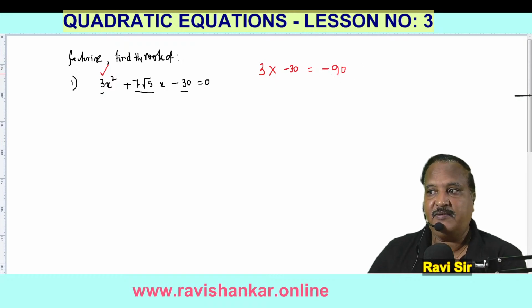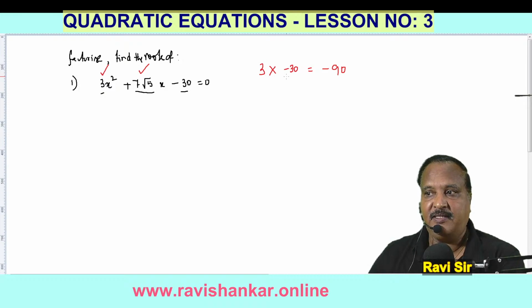So the product is negative, so you have to subtract the factors to get the middle term. Very, very important: if the product is positive, you have to add the factors to get the middle term coefficient. So now here we have a negative product. Root 5 is there, so we will bring root 5 also.